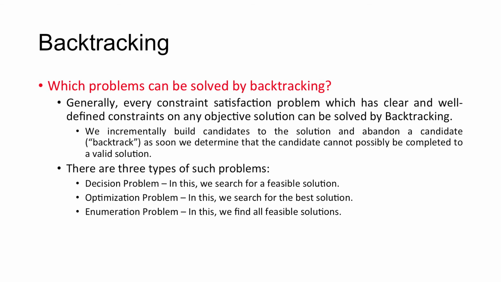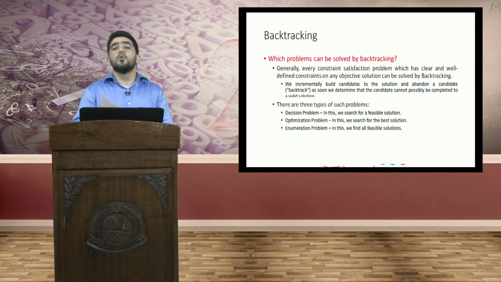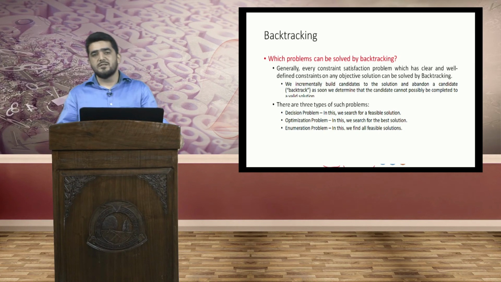And there are a couple of problems which have these properties. For example, decision problems, wherein we search for a feasible solution. Optimization problems, wherein we search for the best solution. Similarly, enumeration problems, when we need to find all possible or all feasible solutions. In the decision problem, there might be a single feasible solution to the problem, but in enumeration problems, there could be more than one feasible solution, and we need to find all such solutions to the problem.